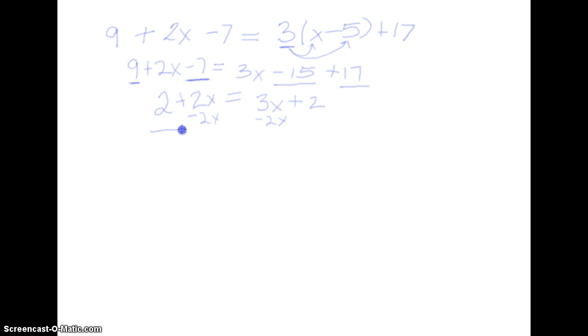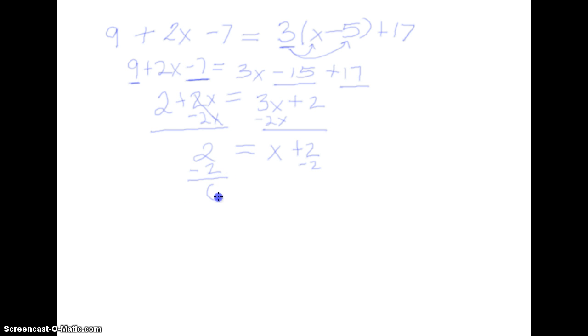And so on the left-hand side, these terms cancel, and so I have 2 equals. On the right-hand side, 3 minus 2 is simply 1x. We don't have to write the 1 in algebra. And then I have a plus 2. So now my x terms are all collected, and I want to get my constant terms together, so I will subtract 2 from both the left and the right.